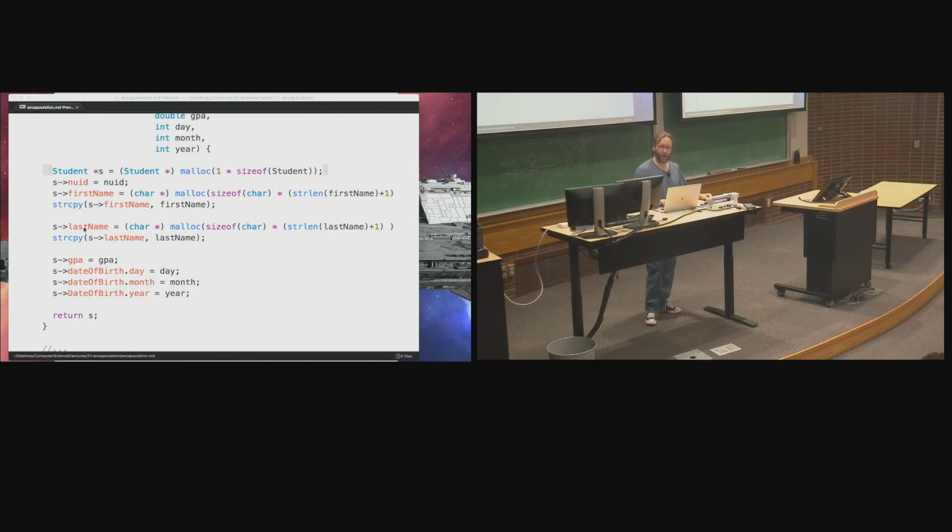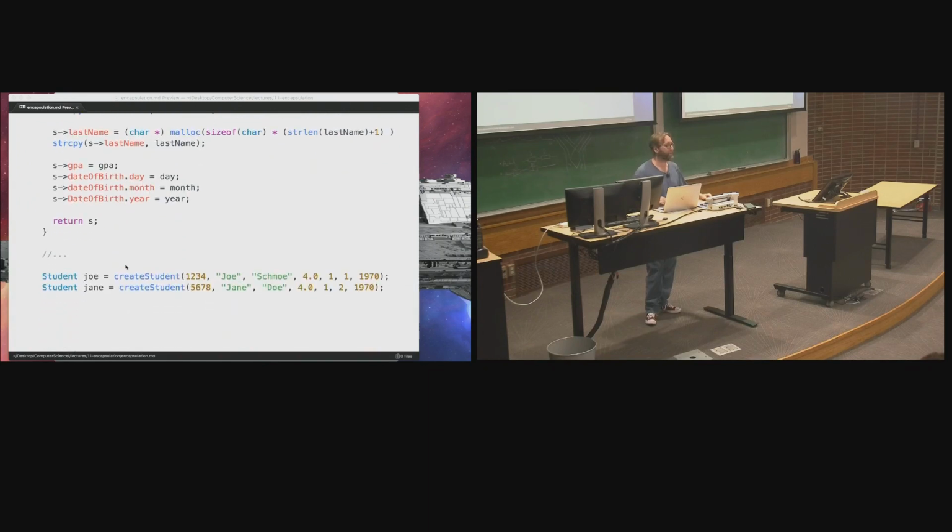I also need to change how I'm using them down here. Instead of receiving a student back from that function, now I'm going to be receiving a pointer to it instead. And so I've got Joe and Jane, and if I ever want to access any of their elements, then I need to use the arrow operator because I've got pointers to structures here.